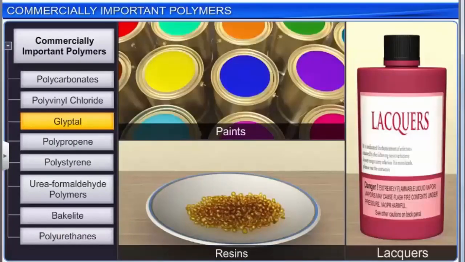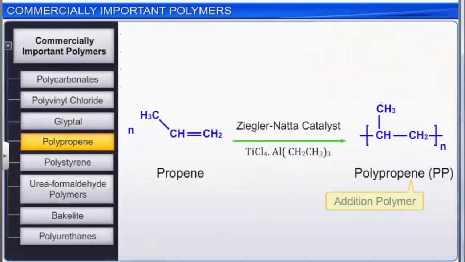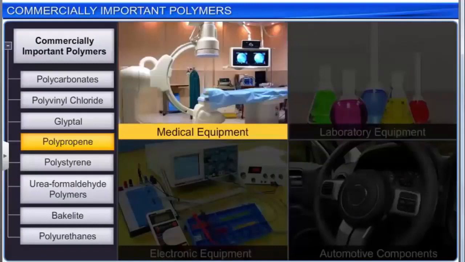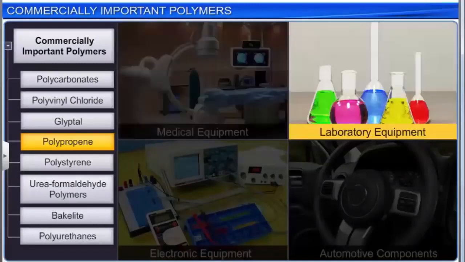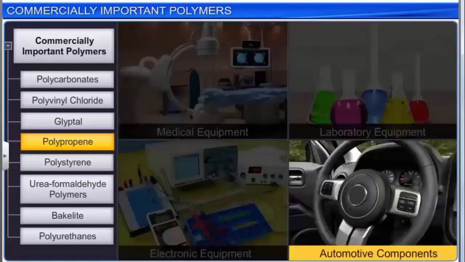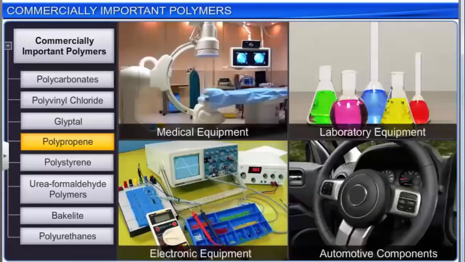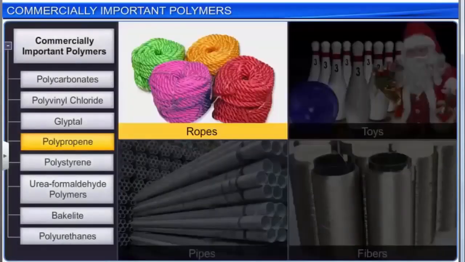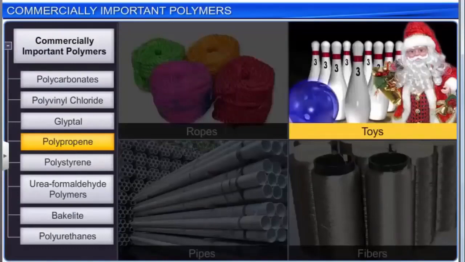Polypropene is an addition polymer of propene. It is abbreviated as PP. Polypropene has a range of uses. It is used in the manufacture of medical equipment, laboratory equipment, electronic equipment, and automotive components. It is also used to make ropes, toys, pipes, fibers, and so on.